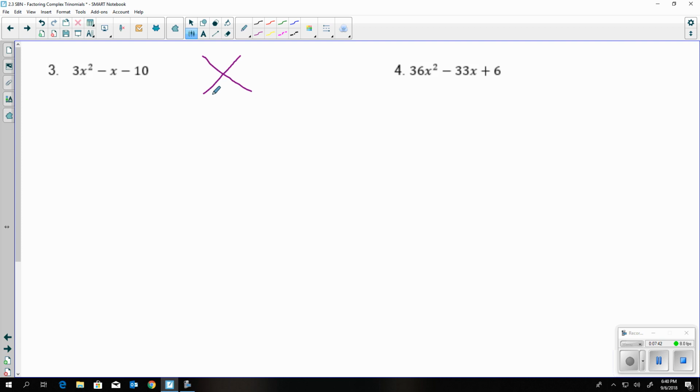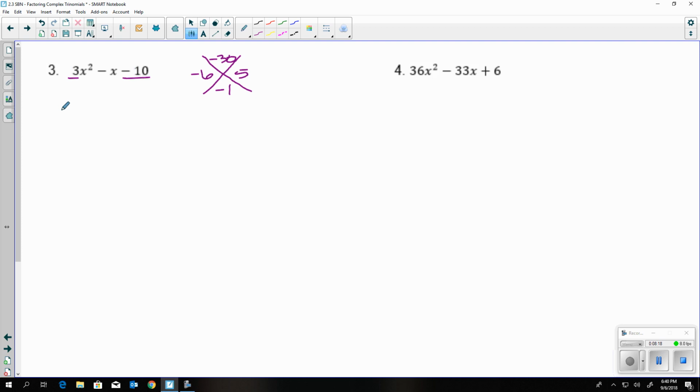All right, so 3 times negative 10 gives me negative 30. And then there's always a 1 in front of our variable if there's not a number there. So there's a negative 1 there. So I want two numbers that multiply to negative 30 and add to negative 1. Hopefully we know that is negative 6 and positive 5. So then I will rewrite the problem as 3x squared minus 6x plus 5x minus 10.